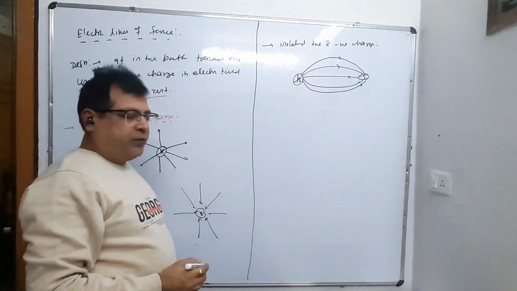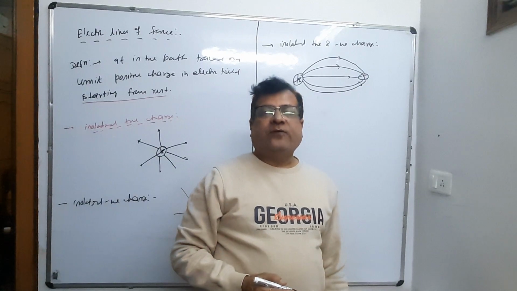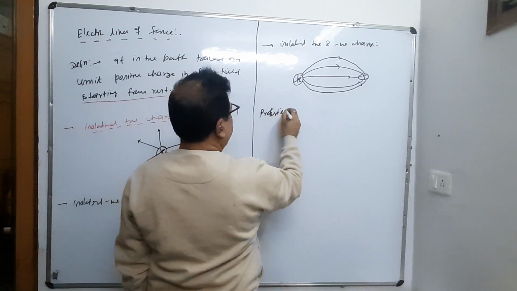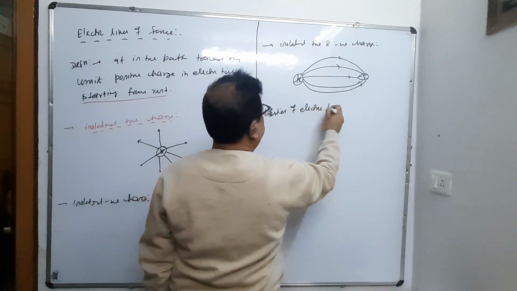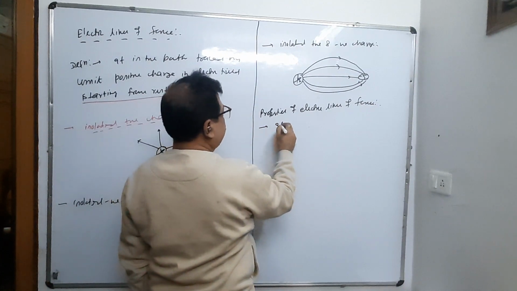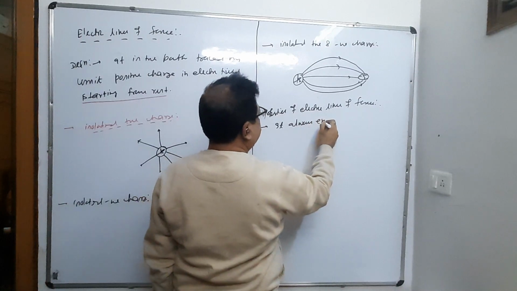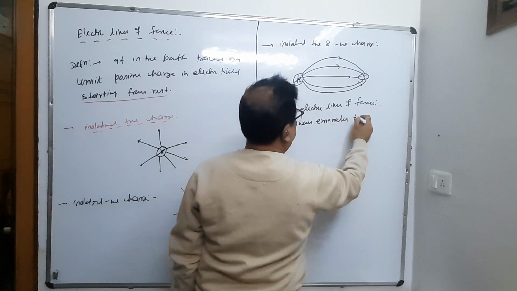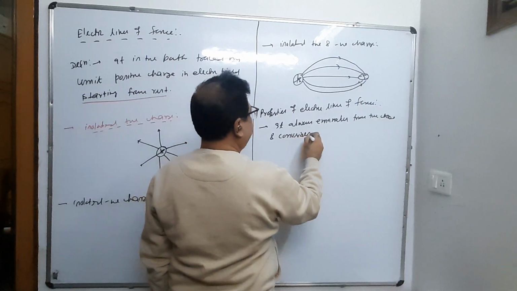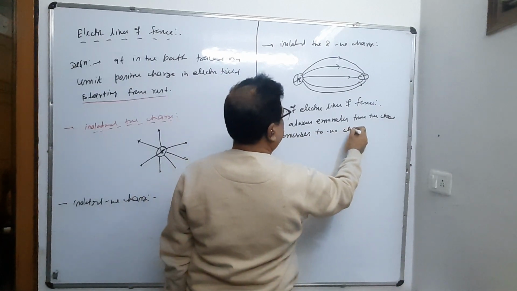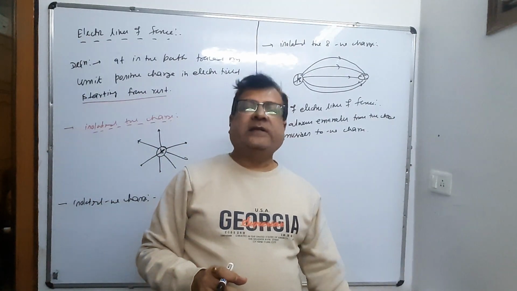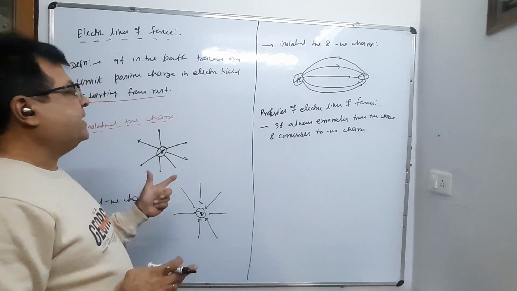But mainly I have to know first the properties of electric lines of force, right? So, properties of electric lines of force. It always emanates from a positive charge and converges to a negative charge. If it is a positive charge, it should emanate outward, and if it is a negative charge, it is directed toward it, or if it is both, then always from positive to negative.